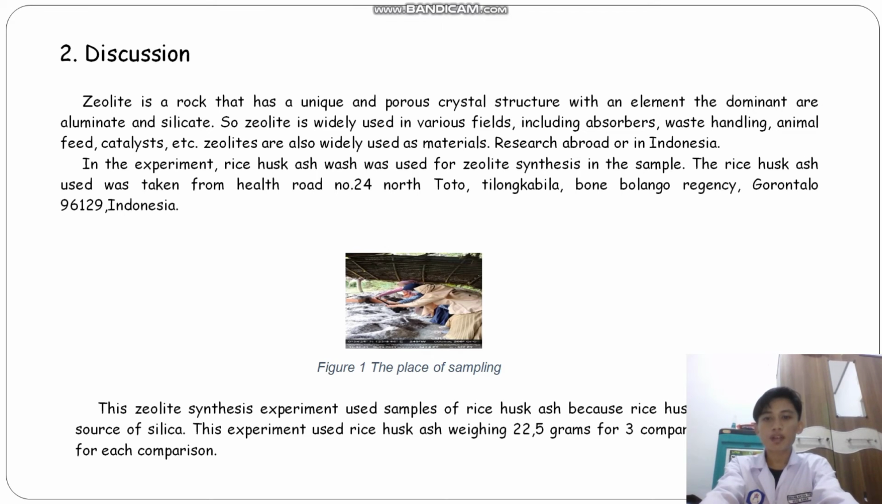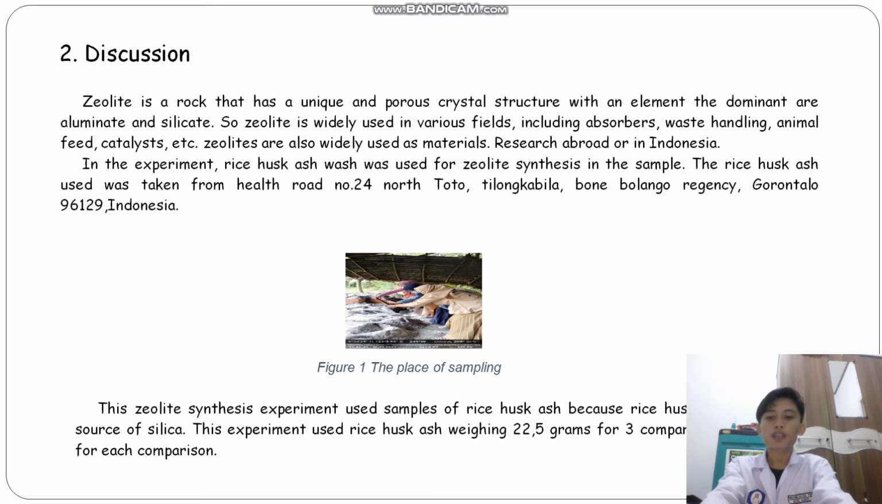In the experiment, rice husk was used for zeolite synthesis. The rice husk sample used was taken from Health Road number 24, North Toto, Tilong Kabila, Bone Bolango Regency, Gorontalo, 96129 in Indonesia. That was the place of the sampling. The zeolite synthesis experiment used rice husk samples because rice husks are a large source of silica.